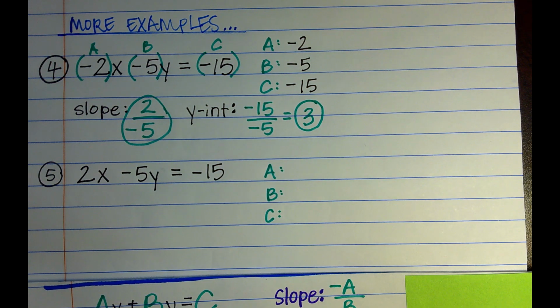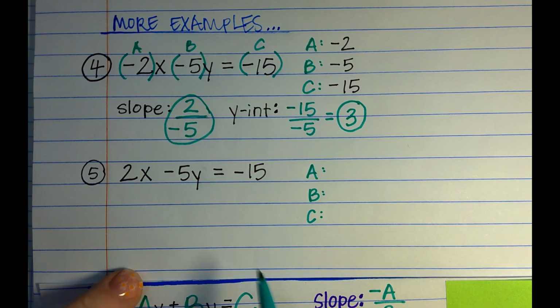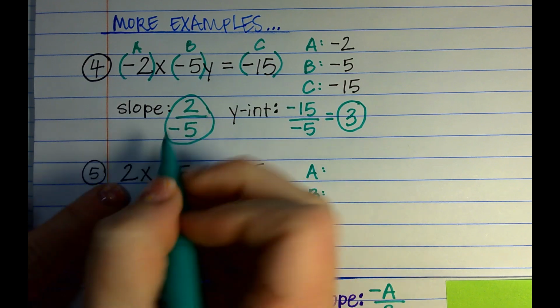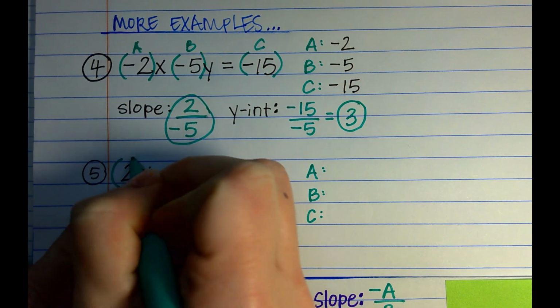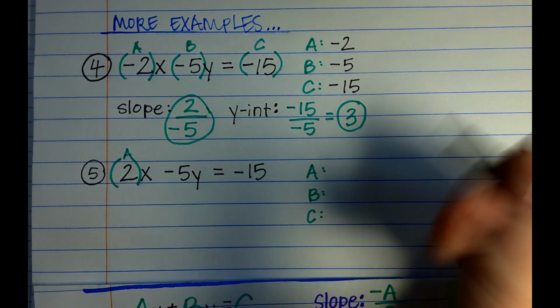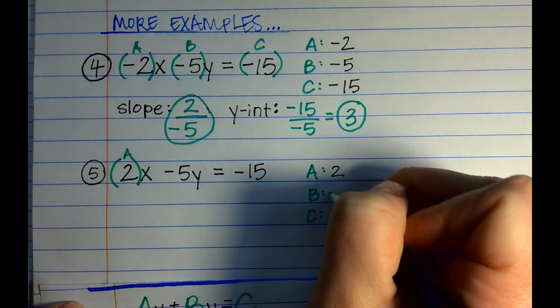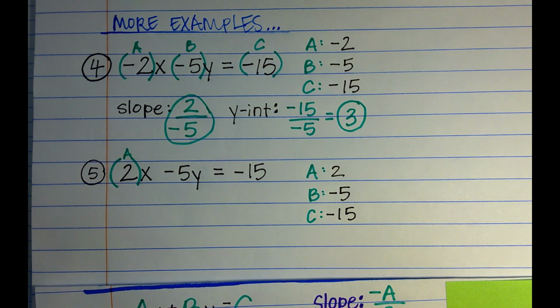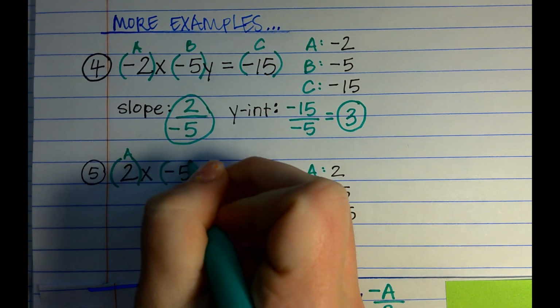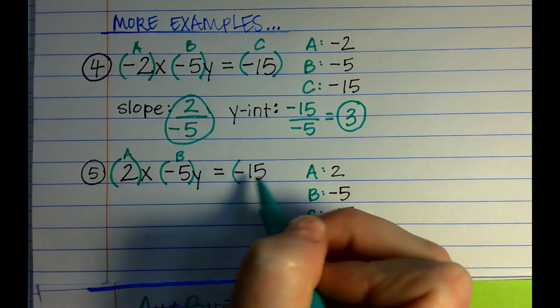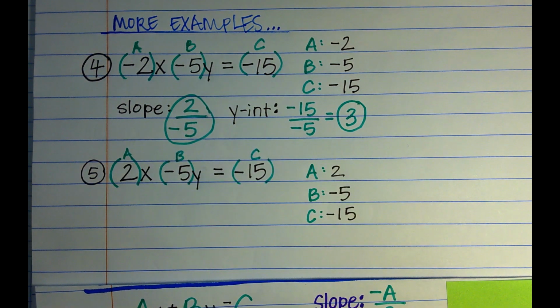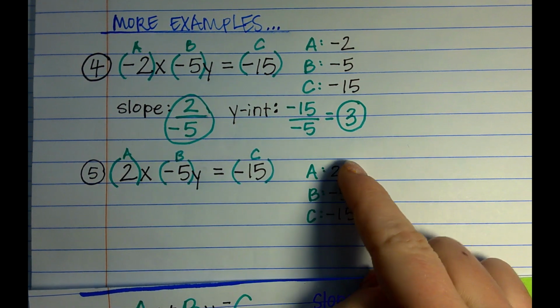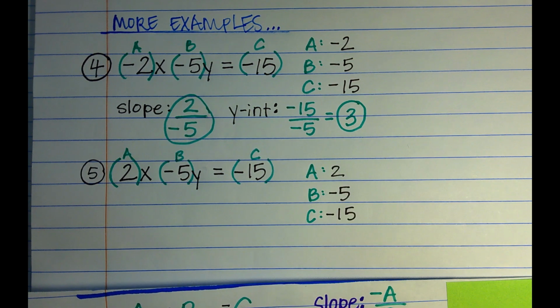So let's start with figuring out what is our A, what is our B, what is our C. 2x is the A. Yes, so not the x, but 2. Sorry, 2 is our A. What's our B? Negative 5. Perfect. What's our C? Negative 15. Good. I'll just put these in parentheses so you can see where those numbers came from. Okay, so now that we have our numbers identified, this is what we're using to help us find our slope and our y-intercept. 2 over negative 5.